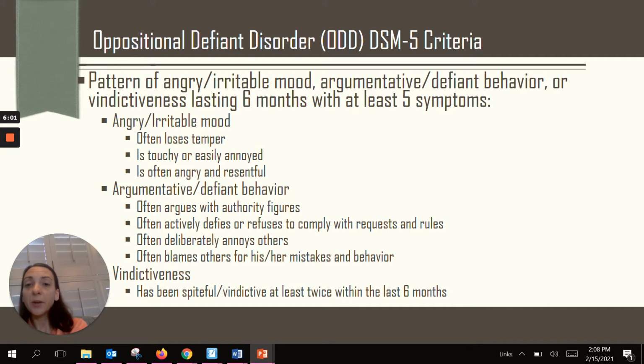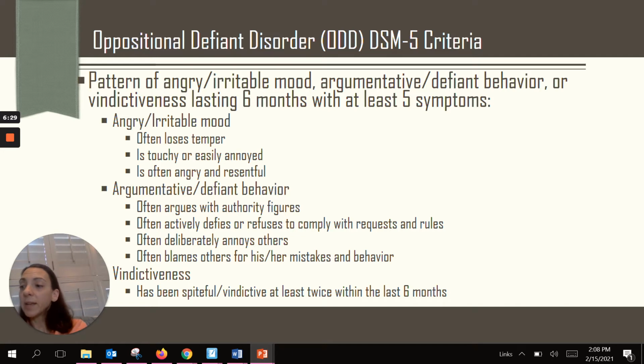So you have to be angry or irritable, which includes often losing your temper, being easily annoyed or touchy, and being angry or resentful. You have argumentative, defiant behaviors. So you argue with authority figures, you actively defy or refuse to comply with requests and rules, you deliberately annoy others, and you blame others for your mistakes. And vindictiveness. So they've been spiteful or vindictive at least twice within the last 6 months.